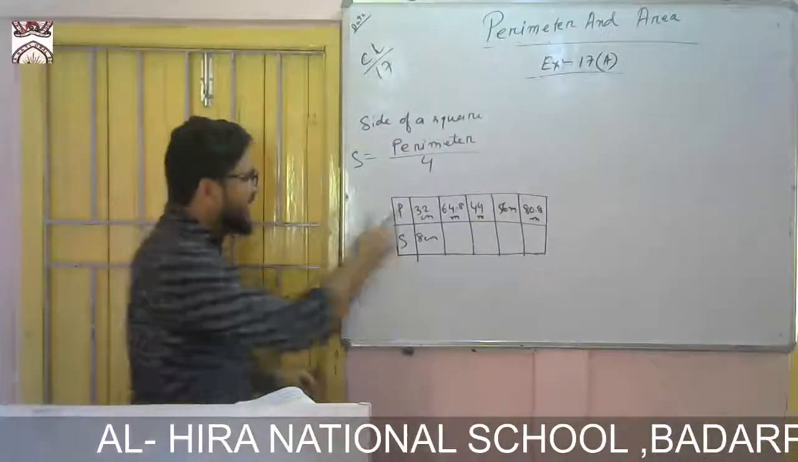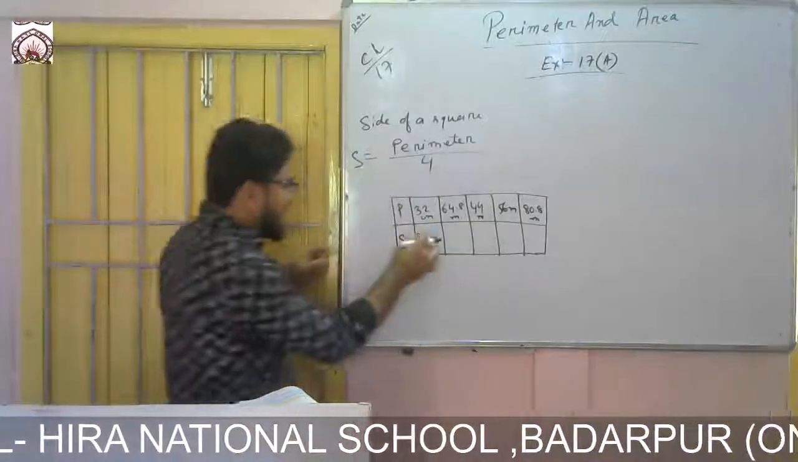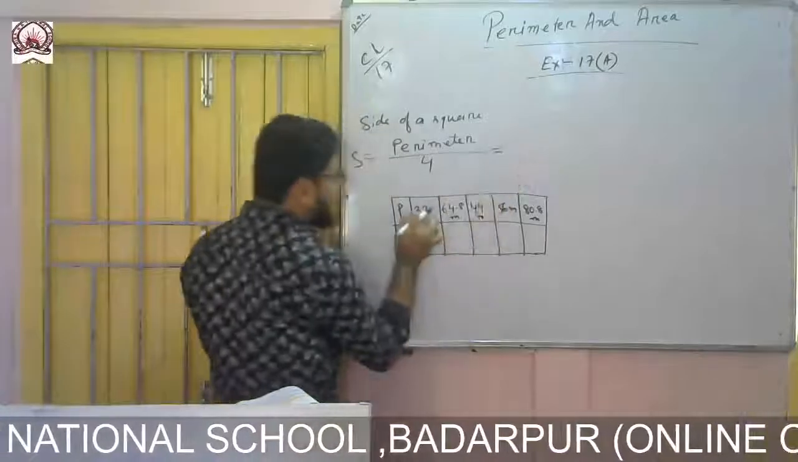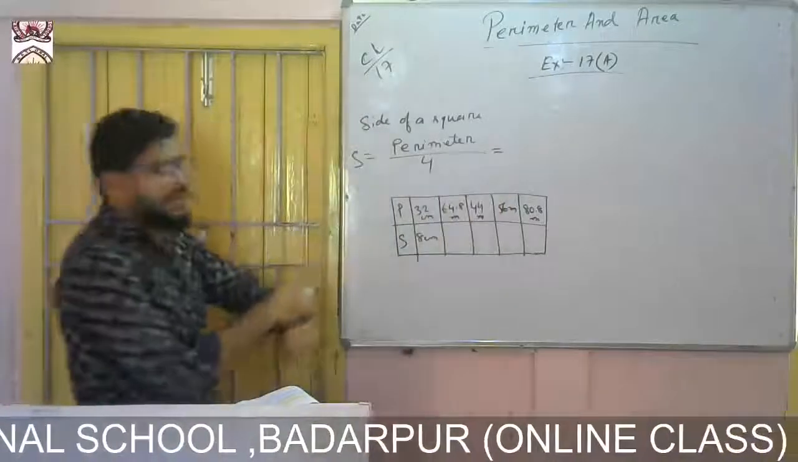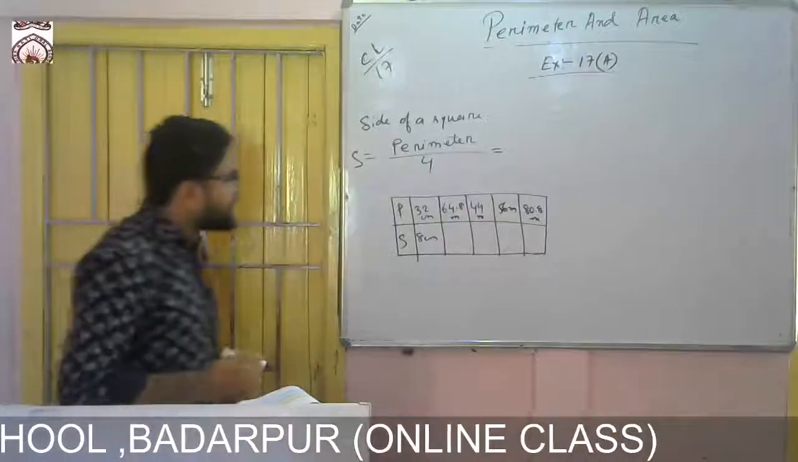You just divide the perimeter by 4. First one is done, it is 32. If I divide by 4, then 8 fours are 32. So the side is 8.